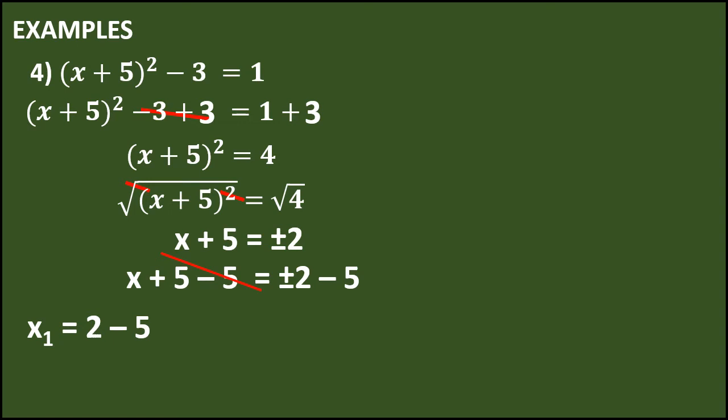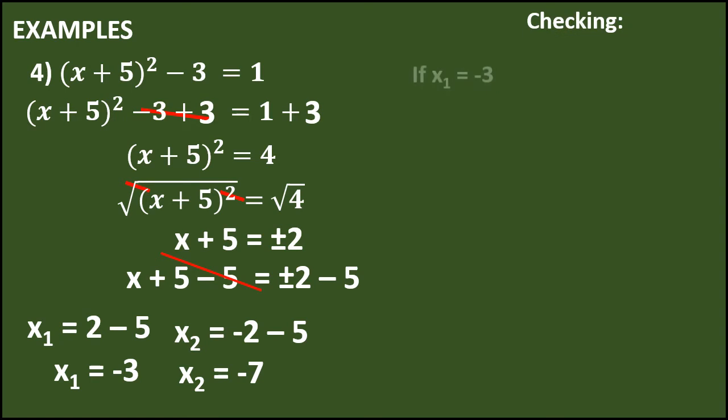For our x of 1, we have positive 2 minus 5, and that is equal to negative 3. For our x of 2, x is equal to negative 5 minus 5, and x of 2 is equal to negative 7. So again, we have to do the checking.